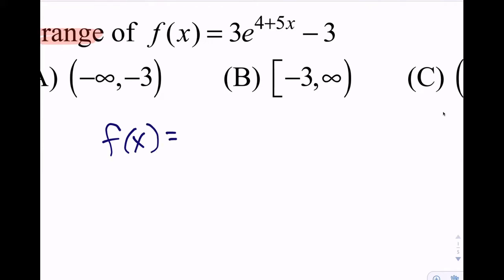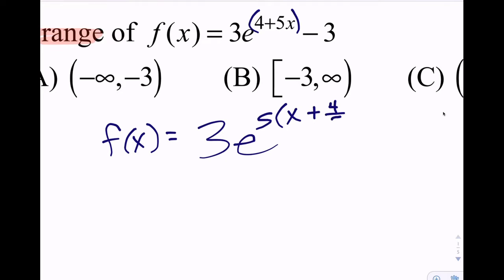So is it in standard transformation form? Almost. In the exponent, which is where we're inside the function, I would factor out the 5, and I'd be left with x plus 4/5, minus 3. Okay, now the horizontal shift for this function is not a big deal, is it?